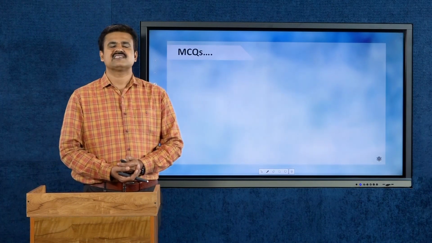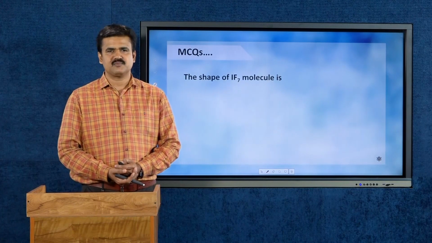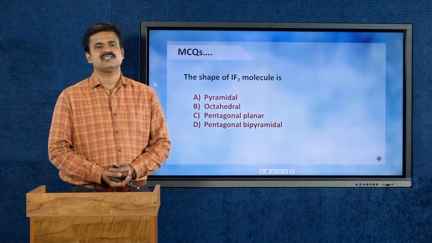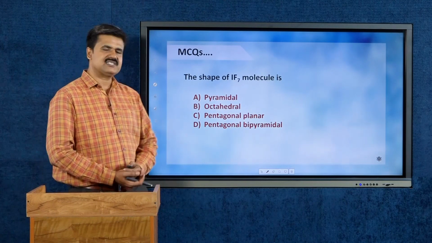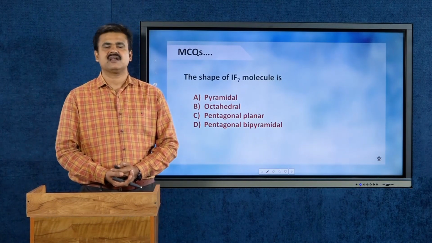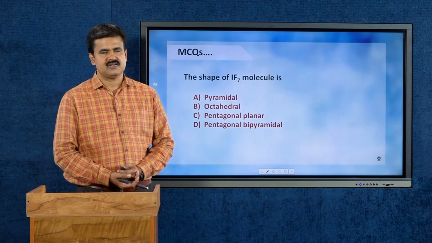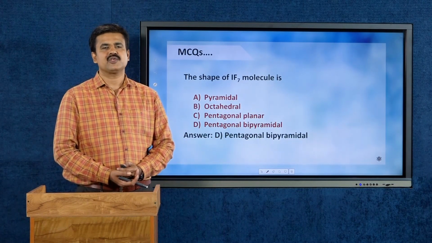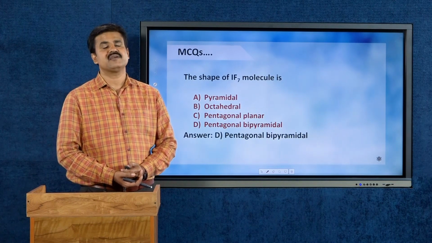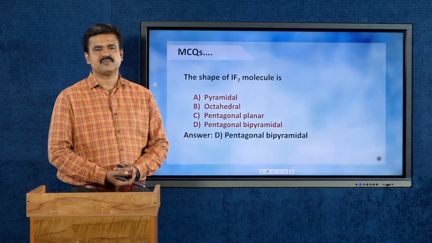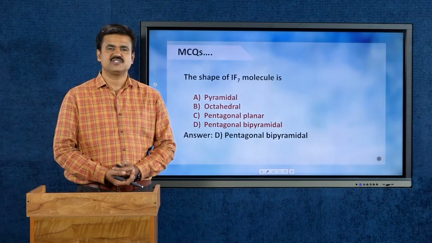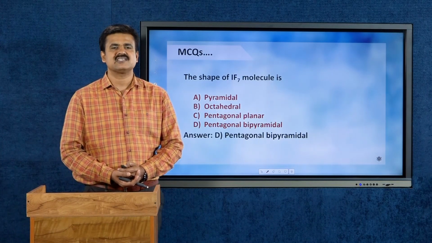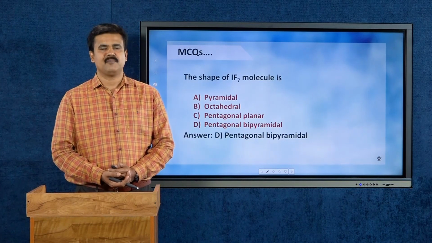Now, this is the last MCQ of this module. The shape of the IF7 molecule is. These are the options: pyramidal, octahedral, pentagonal planar and pentagonal bipyramidal. It is very well clear that the IF7 molecule has 7 bond pairs around the central atom. It prefers pentagonal bipyramidal geometry as well as pentagonal bipyramidal shape. So, your answer is option D, pentagonal bipyramidal.